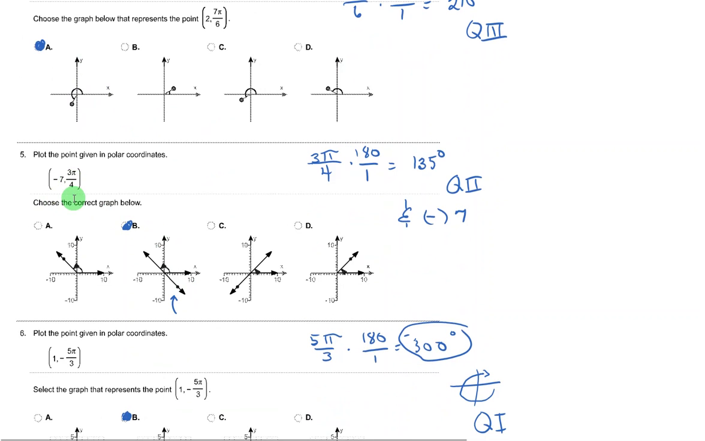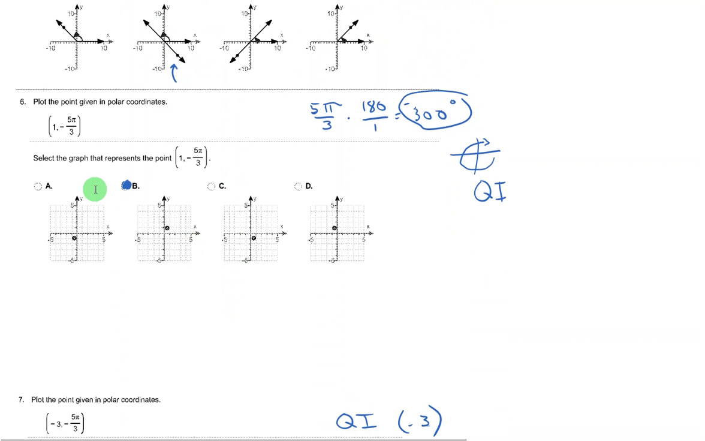-7, 3 pi over 4. And 3 pi over 4 is equal to 135. So 135 would be here, but our r value is negative. So you'd find that angle, but then you'd go this direction for the point.